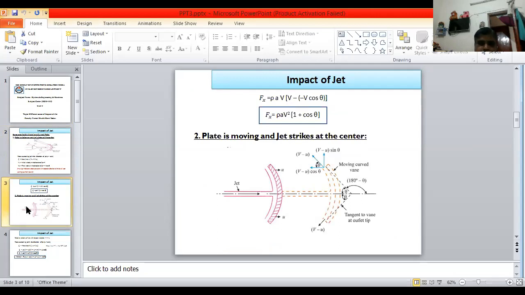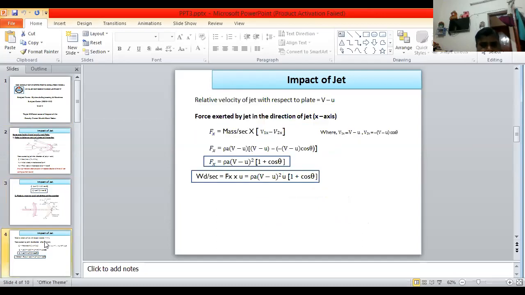That's okay. Now second case, plate is moving and jet strikes at the center. In this case plate is also moving and jet strikes the center. Then the velocity of plate is u, then relative velocity v minus u, and components of v minus u: one upward direction v minus u sin theta, and reverse direction of jet is equal to v minus u cos theta. That means relative velocity of jet with respect to plate is equal to v minus u.